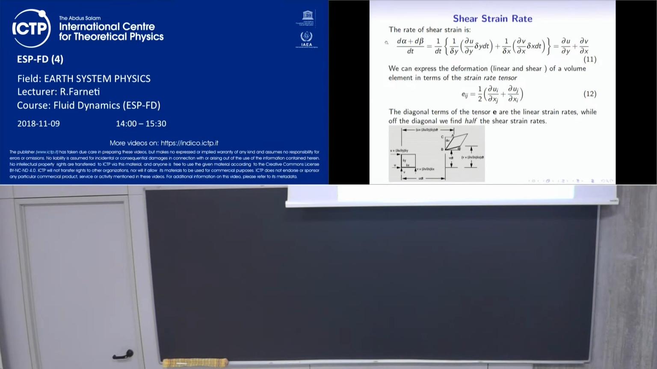Remember that we also looked at the velocity gradient tensor, which is more important than this one because it is the general one. The velocity gradient tensor has diagonal terms that are the linear strain rates. The off-diagonal terms we didn't look at, and we're going to do it today. So linear strain rates come from the velocity gradient tensor, and the shear strain rates through the strain rate tensor E.